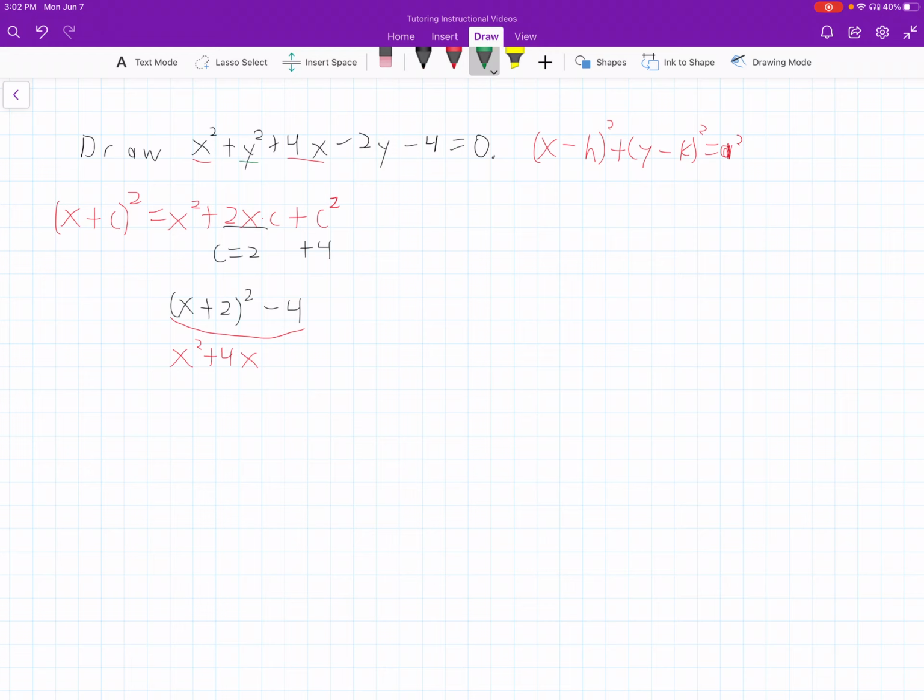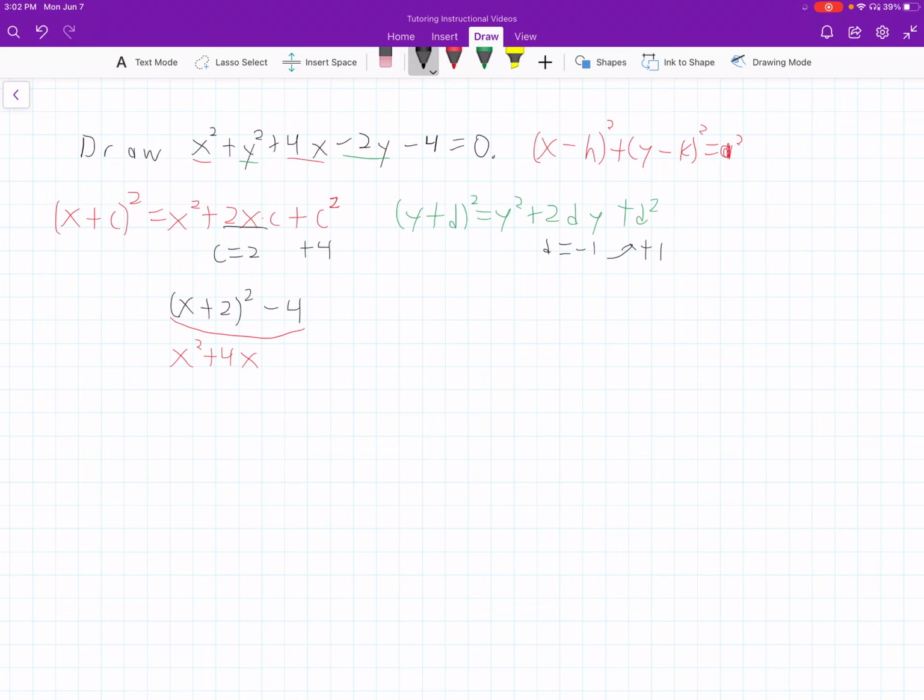Now let's do the same with the y terms. I have y squared and negative 2y, so I'm going to rewrite what I have in red just in terms of y. We want negative 2y as our second term, so I need d to be negative 1, right? Because 2 times negative 1 gives me my negative 2 in front of the y. And then our extra term is going to be negative 1 squared, or plus 1.